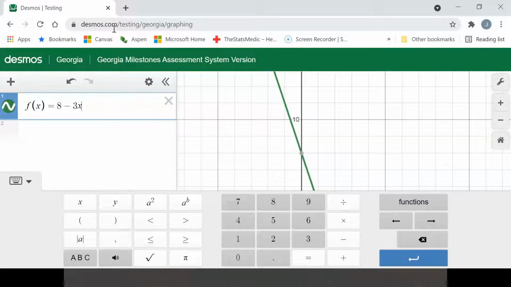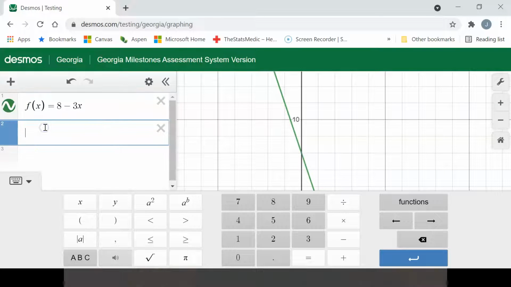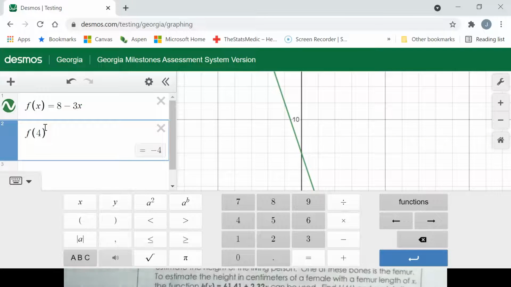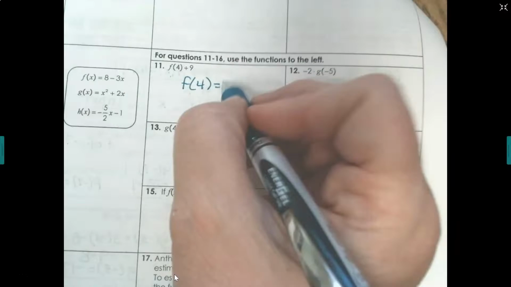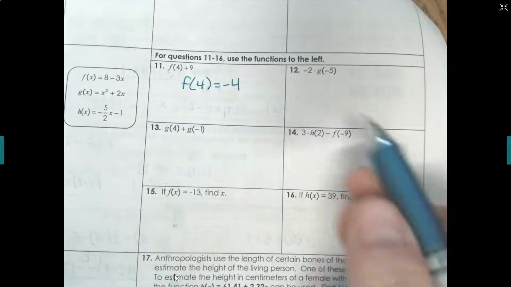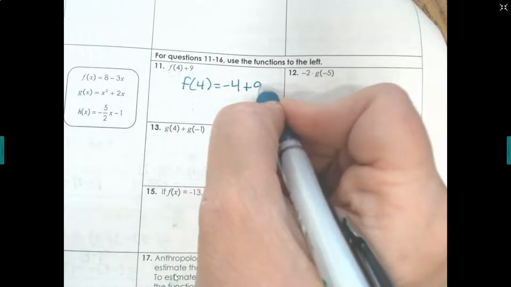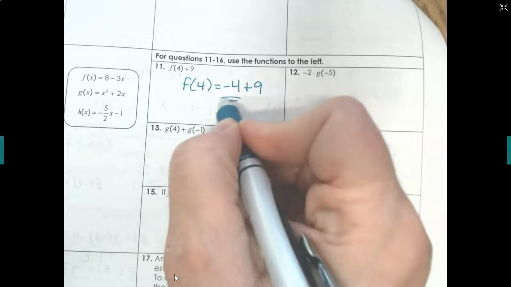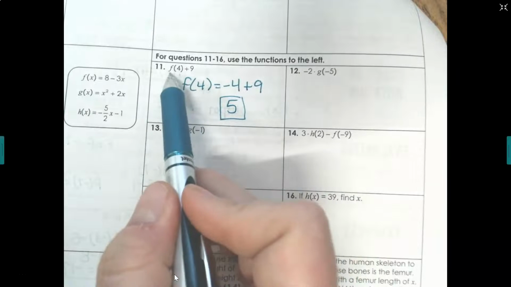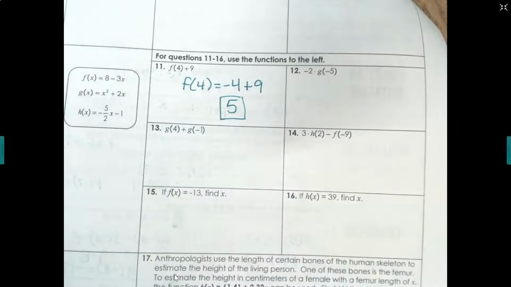Okay, we want to know specifically if we plugged in a 4 what we would get. So we're going to plug a 4 into the x spot, and it tells us that f of 4 is negative 4. So we got our answer. Then it says add 9 to that. So negative 4 plus 9 is 5. So our answer to f of 4 plus 9 is 5.